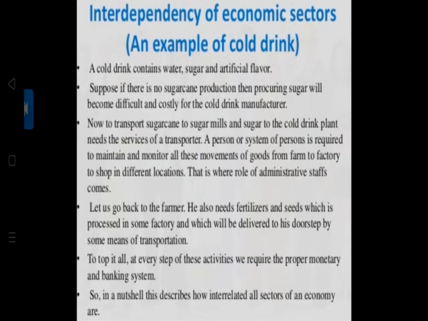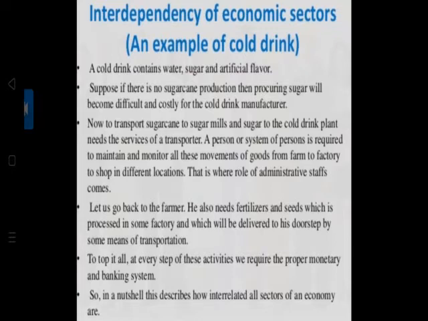Now, what is the interdependency of economic sectors? An example of a cold drink is taken, to show how they are interdependent: primary, secondary, and tertiary. What happens? A cold drink contains water, sugar, and artificial flavor. Take, for that matter, 7 Up, Thumbs Up, Pepsi, Cola, whatever.